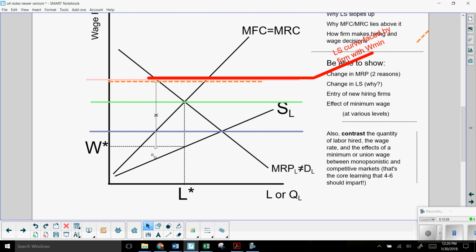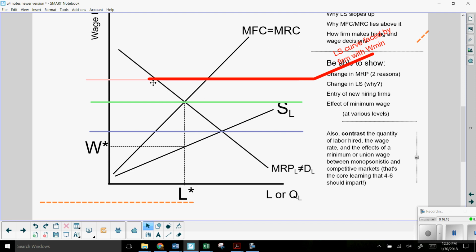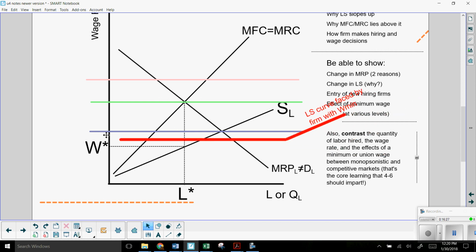Why is that? Well, let's think about the MFC or MRC curve. That's the orange dotted line, and where it intersects MRP. And that will help you figure out this will be the amount of workers they hire, and the orange and pink and red horizontal lines will all represent the wage. The big idea when we use that minimum wage on a monopsony is that we're transforming them into a wage taker for a certain range of quantities.